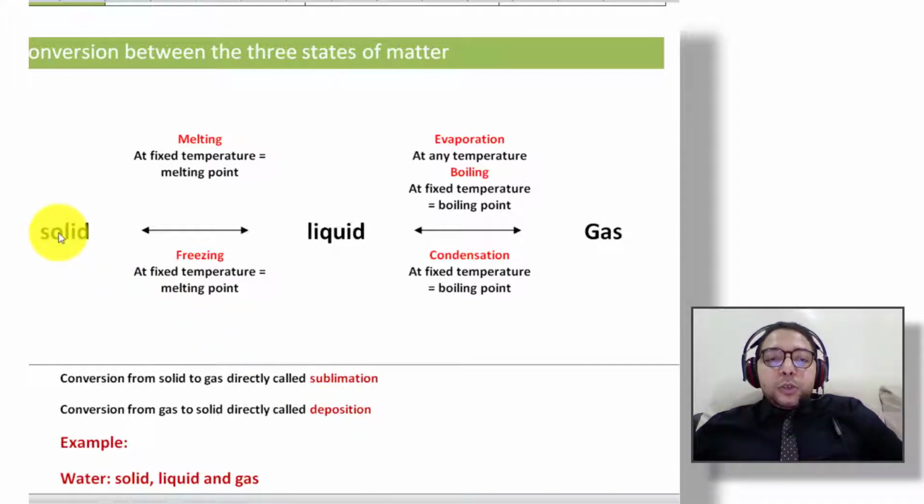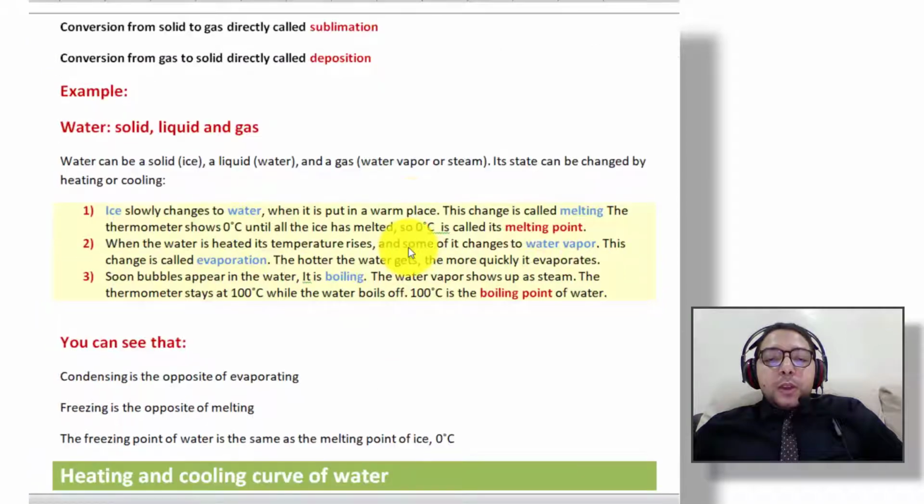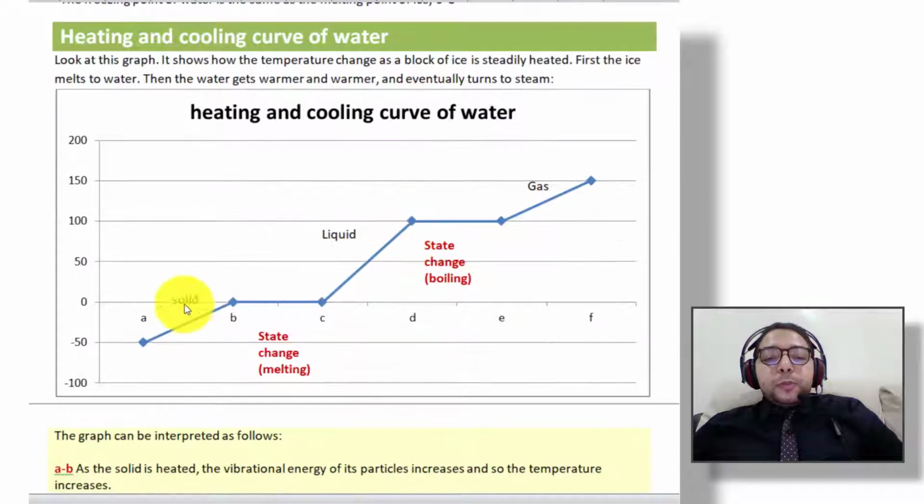We said sublimation is when you change solid directly to gas. Deposition is when you change the gas directly to solid without passing by the liquid. And then we have spoken about the heating curve. We said where exactly can you find the solid, which is between A and B, liquid between C and D, gas between E and F.